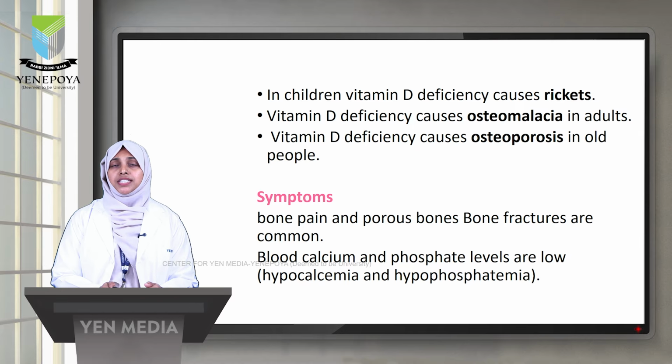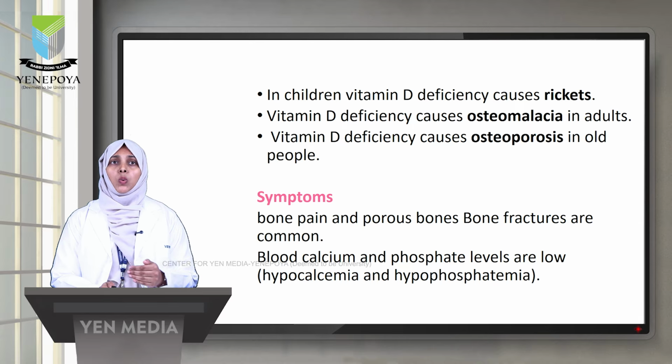In children, vitamin D deficiency causes rickets, and it causes osteomalacia in adults and osteoporosis in the old people. The symptoms include bone pain, porous bones and bone fractures. Blood calcium and phosphate levels are also low in vitamin D deficiency.